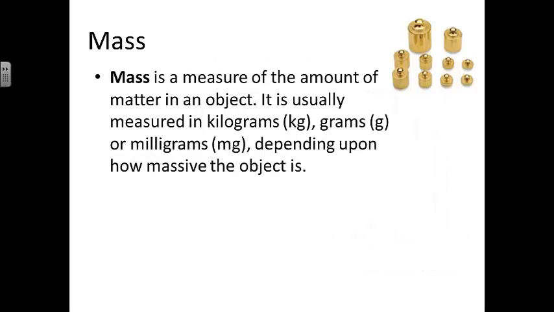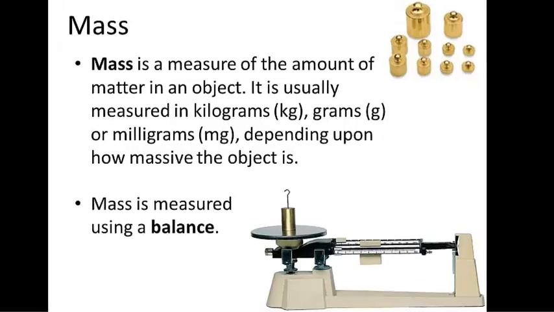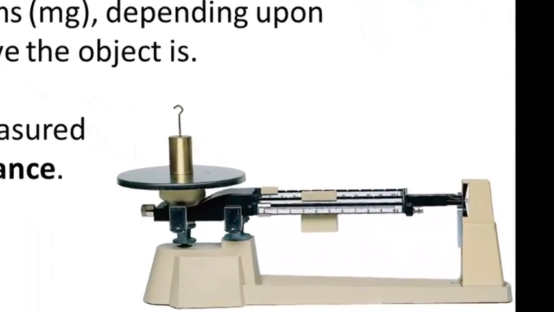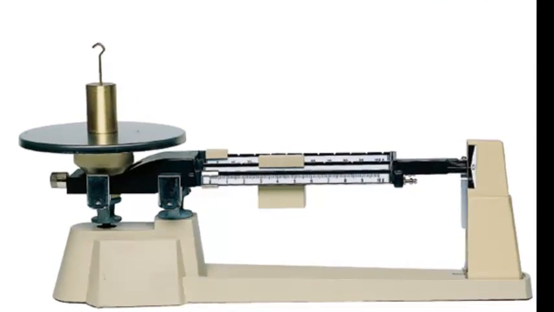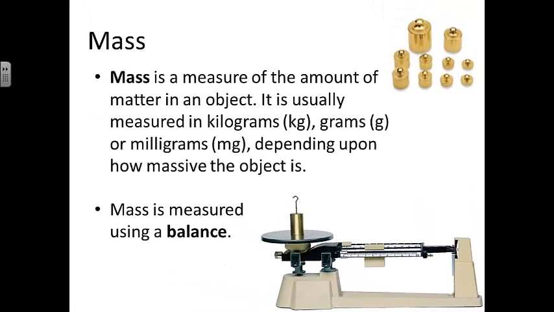What is mass? Well, mass is a measure of the amount of matter in an object. It usually is measured in kilograms if it's a larger quantity, or grams if it's smaller, or even milligrams. It all depends upon how massive the object is. We can measure mass using a balance like the triple beam balance that we see here. A mass is placed on the pan and the weights are moved to the side and a reading is taken to show how much mass that sample has.